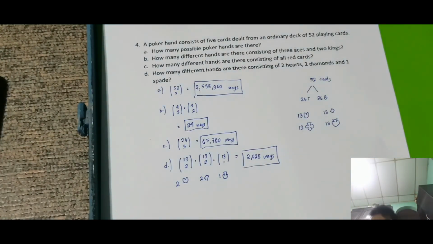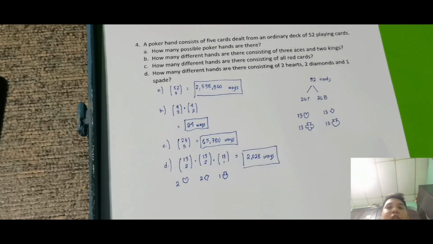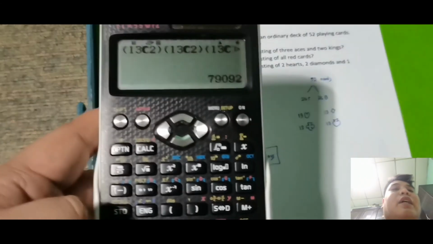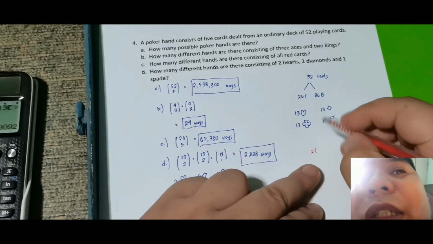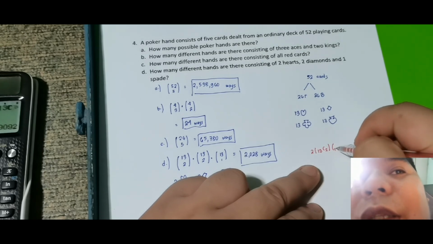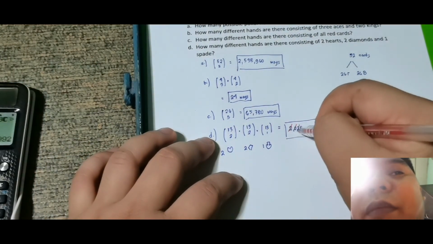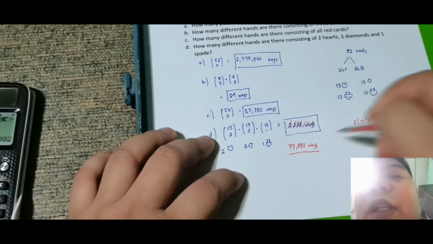Okay, before I end, let me check. Maybe the solution is wrong. Indeed, the solution here was wrong. It should not be like that. It's 13 taken 2 multiplied by 13 taken 2, then multiplied by 13 taken 1. That is 79,000. I made a mistake: I input into the calculator 2 times 13C2 times 13C1. Never do that on a calculator, as if you did 13 taken 2 times 13 taken 2. I blundered on that part. So consider it one variable, X. So what is our answer? This is 79,092 ways. At least I checked our solution.